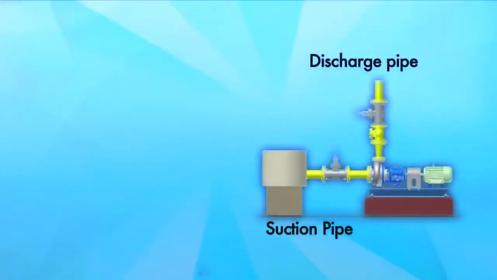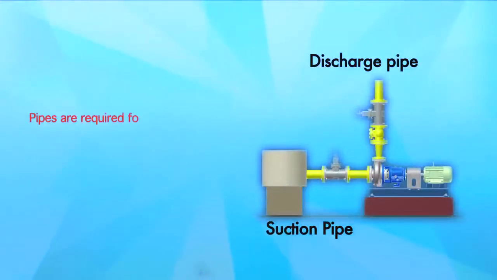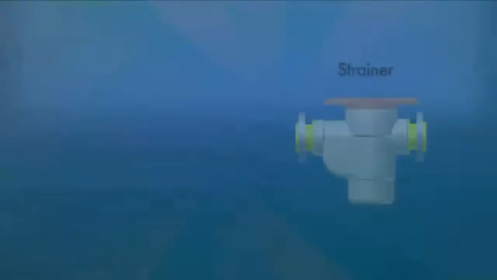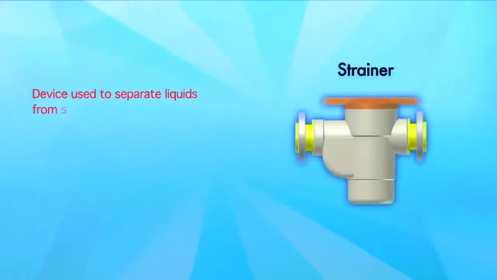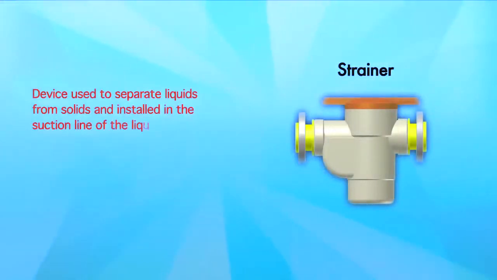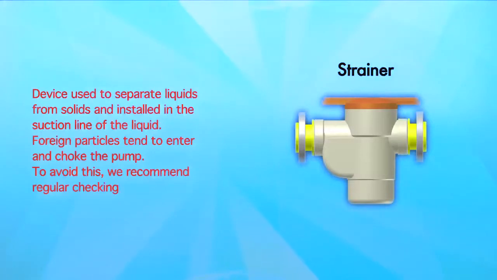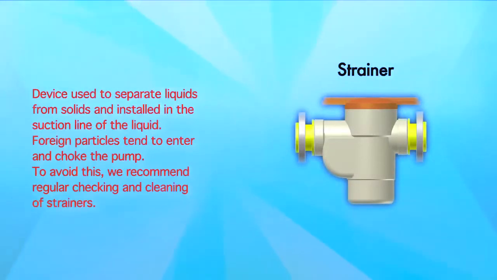Suction and discharge pipe. Pipes are required for suction and discharge of the liquid at the desired height. Strainer, a device used to separate liquids from solids and installed in the suction line of the liquid. Foreign particles tend to enter and choke the pump. To avoid this, we recommend regular checking and cleaning of strainers.